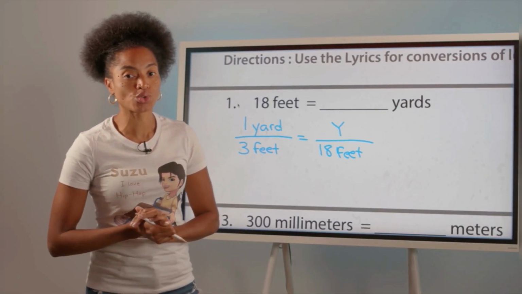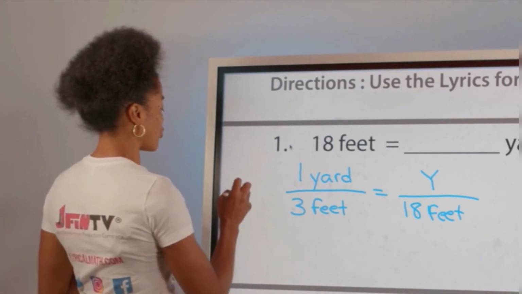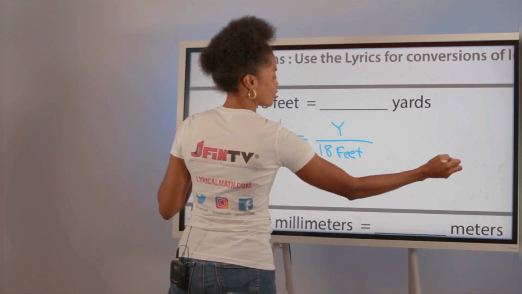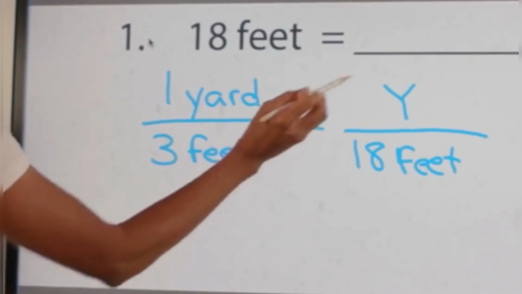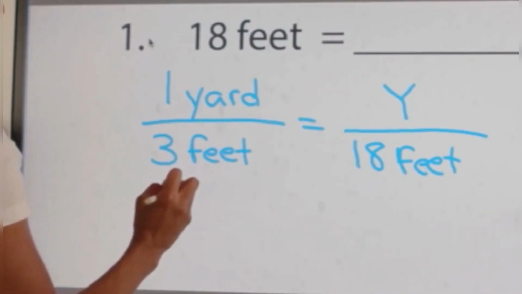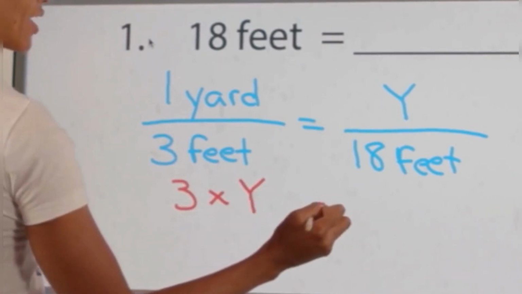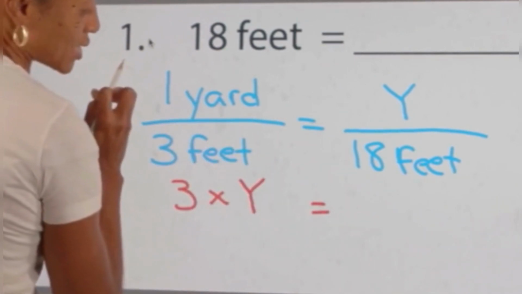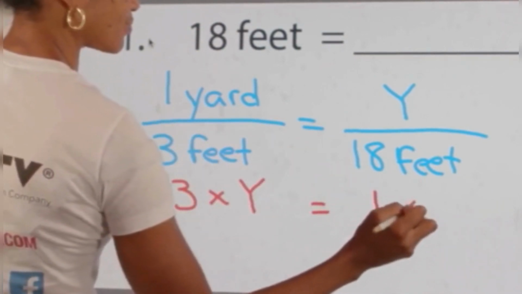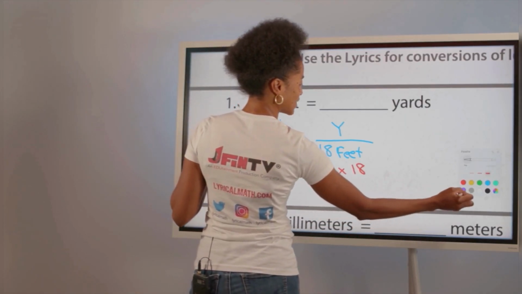Next, we're going to multiply the diagonals. So we're looking at what's diagonal from the variable first. So what is diagonal from y? We look at this and we see 3. So set this up. Watch this. 3 times, the variable always goes second. y equals the other diagonals multiplied to each other. So we have 1 times 18. Bingo, bango. Watch this.